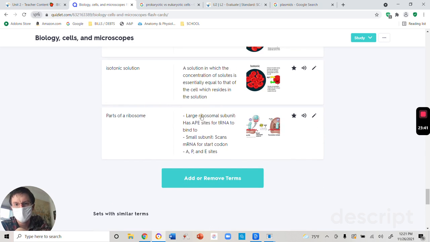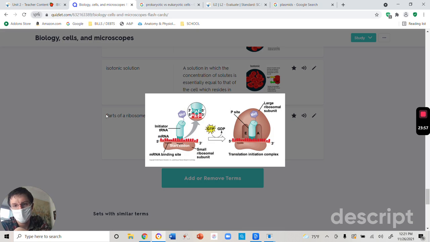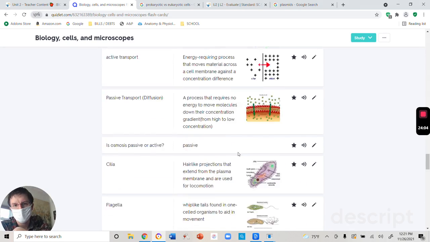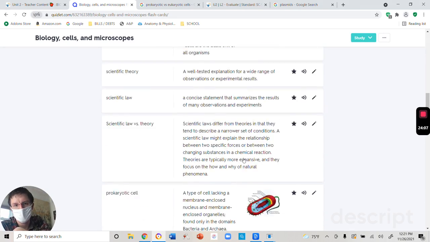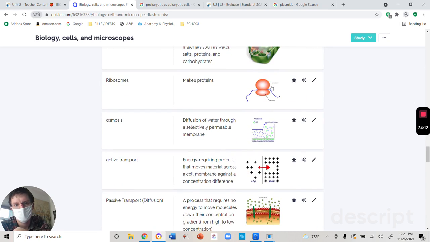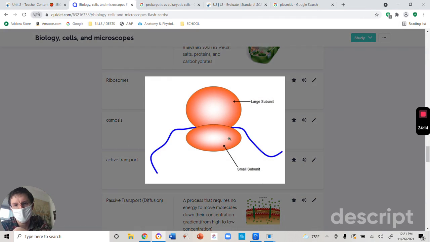And then just the parts of a ribosome. We got the large subunit, which allows the transfer RNA to bind. And we've got the small subunit that's reading the messenger RNA. So the small subunit is what's reading it. A large subunit is what's bringing in the amino acids. So here, let me see if I can find the basic picture of a ribosome. So here we go. So here, the small subunit is what's reading this line. The large subunit is what's bringing in what we need to make our proteins.